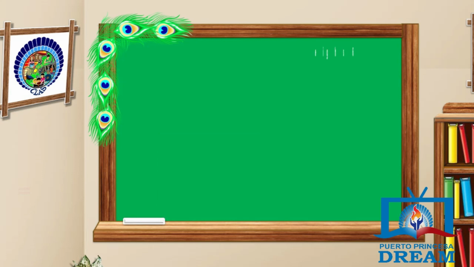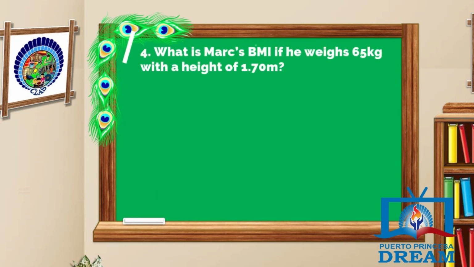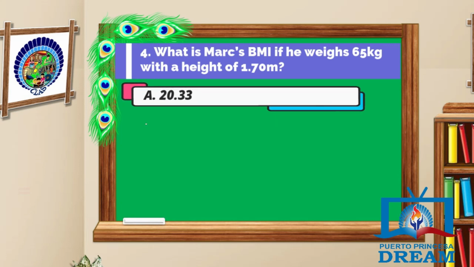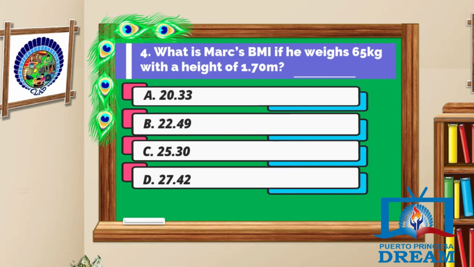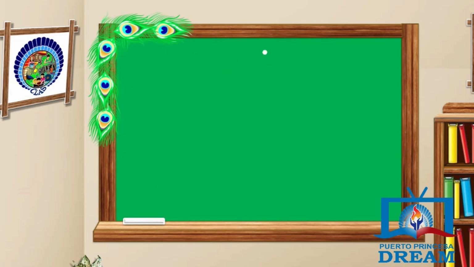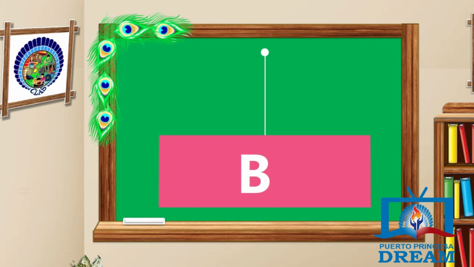Number 4. What is Mark's BMI if he weighs 65 kg with a height of 1.70 meters tall? A. 20.33. B. 22.49. C. 25.30. D. 27.42. The correct answer is letter B, 22.49.